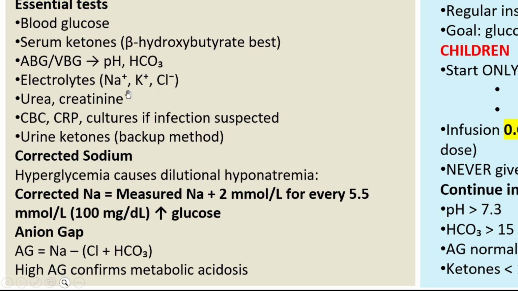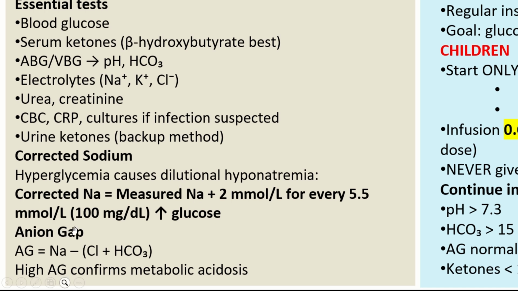So when someone has hyperglycemia, most of the time, we have a dilutional hyponatremia because the hyperglycemia is going to pull water into the bloodstream, and we have a lot of water diluting the sodium in the bloodstream. So what we do is that we do a corrected sodium, and that means the sodium that we measure, we're going to add 2 millimoles to it, for every 5.5 millimoles above.